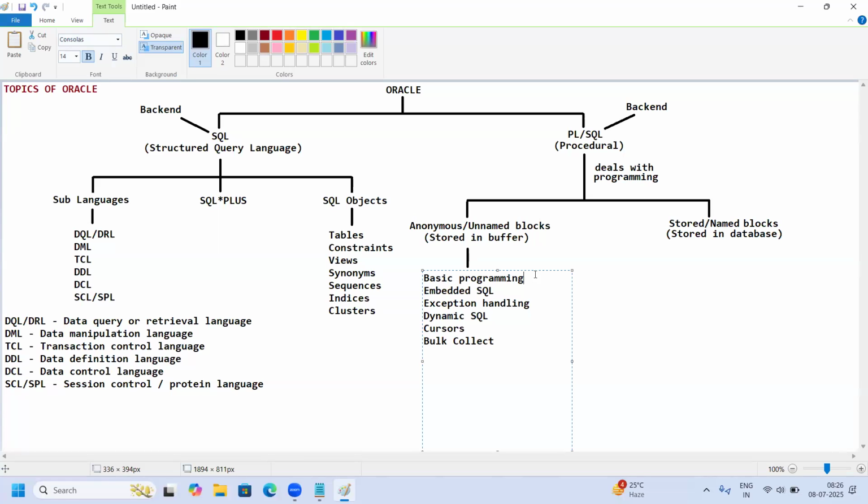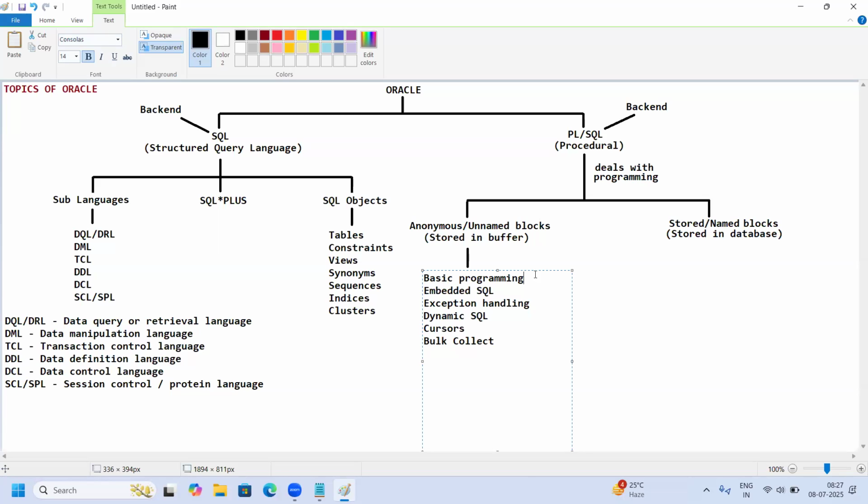In control statements, you will learn how to work with if conditions, types of if conditions, and looping constructions. We learn about while, for, and loop. These are types of loops. We also study the go-to statement. Then we learn how to communicate with SQL from a program, that is embedded SQL. Then exception handling, which again has types: built-in exception, user-defined exception, pragma exception. Those things will be part of it.